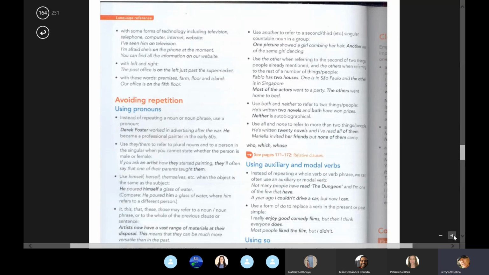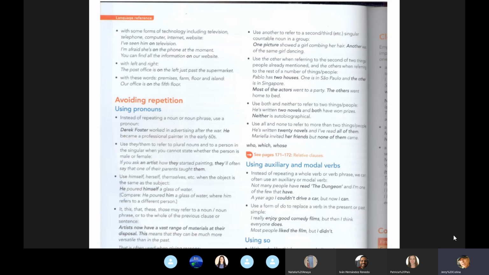With some forms of technology, including television: I saw the show on the TV. Telephone: she's talking on the phone. Computer: she's working on the computer. Internet: I saw it on the internet. Website: the page is on the website.